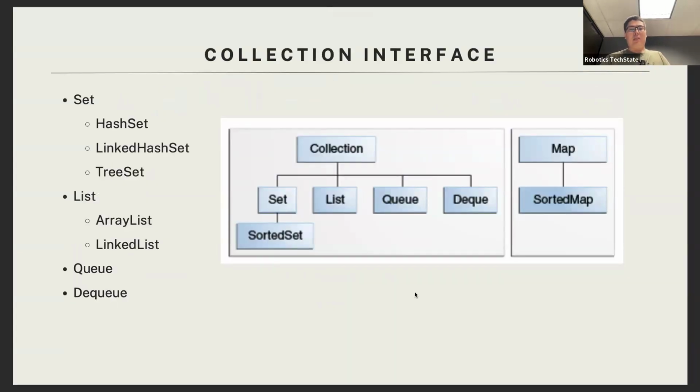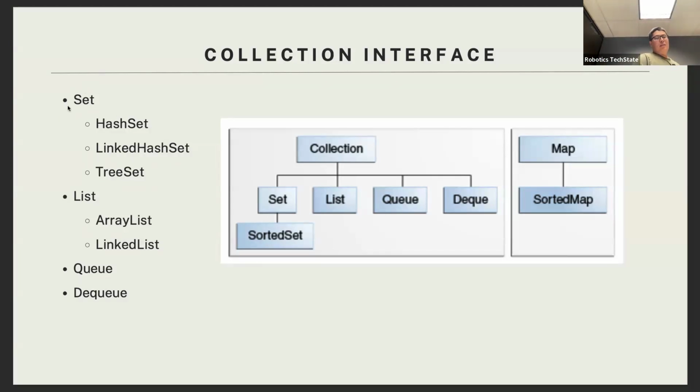So collection interface, this is the hierarchy that I was mentioning. On top, there's the collection interface. And under collection, we have set, list, queue, and deque. These are the interfaces that extend the collection interface. And then there's sorted set under set. Just understand this picture right now, meaning remember this picture. So collection stays on top, and underneath it has set, list, queue, and deque.